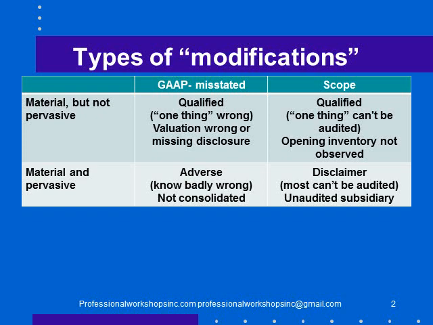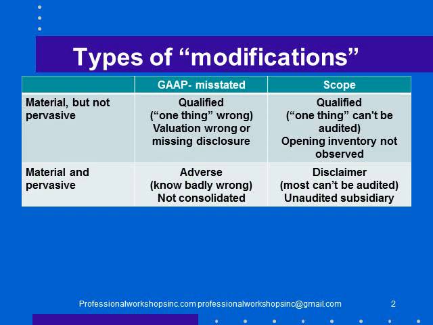Material and pervasive with respect to GAAP. Adverse, we know it's wrong. Everything in the financial statements is wrong. We have a material subsidiary. It's not consolidated. The financial statements are just wrong. And it would be far too complicated, and the users probably wouldn't understand if we tried to write in the audit report everything that was wrong, so we give an adverse opinion.